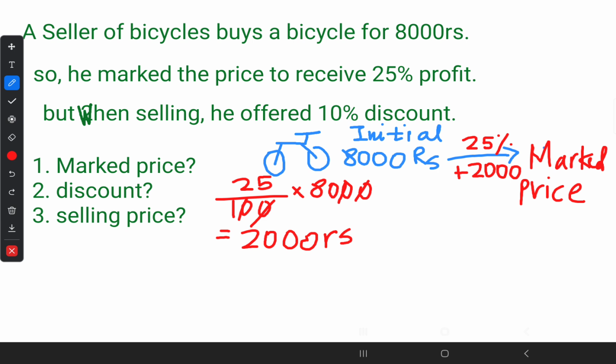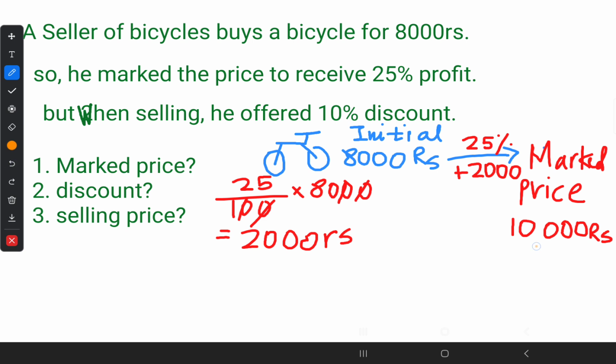So what would be the mark price of that bicycle? Initial price 8,000. With that, there is another addition of 2,000. So the mark price of that bicycle would be 10,000 rupees. I'll repeat again. 25 percentage profit means you should find what is 25 percentage of 8,000. That is 2,000. So from the initial price, he is adding that profit, both together. He will mark the price of that bicycle at 10,000 rupees. This is the way you should find the answer for the first question.